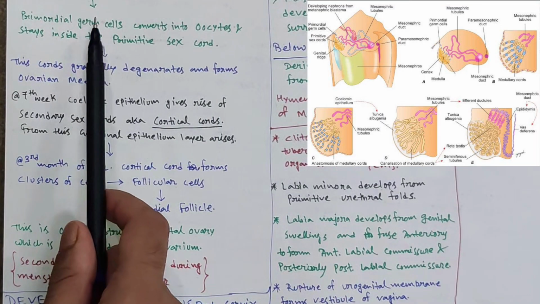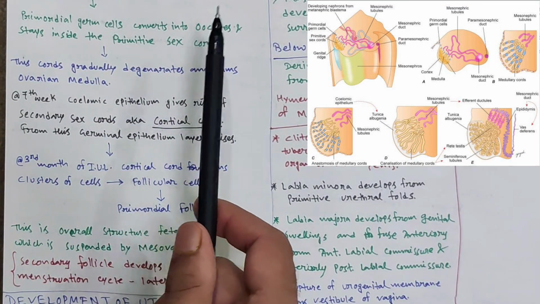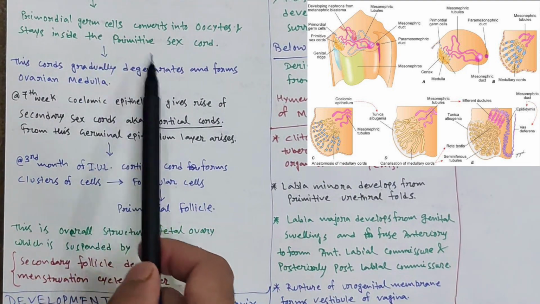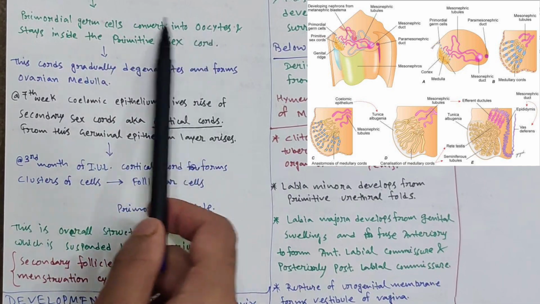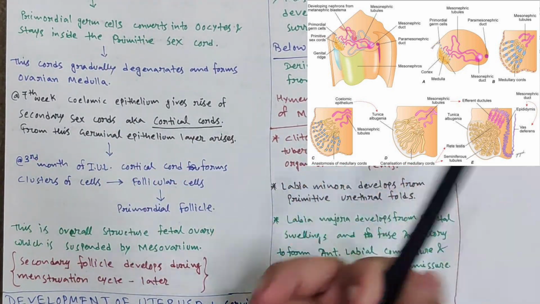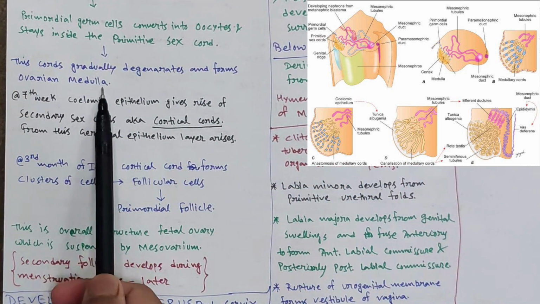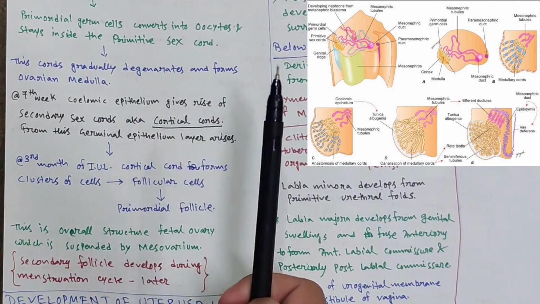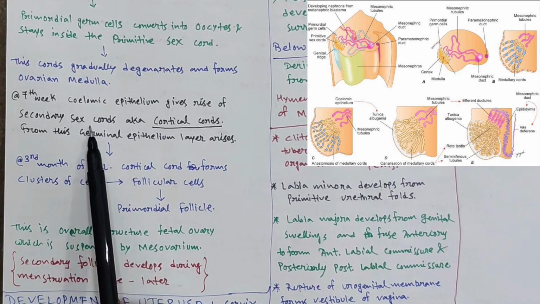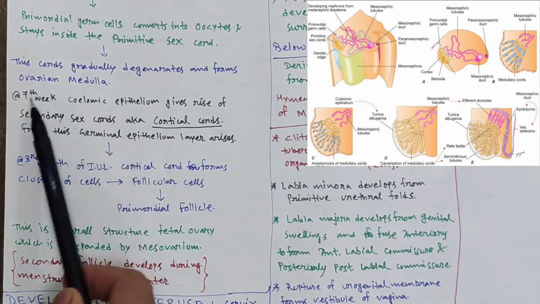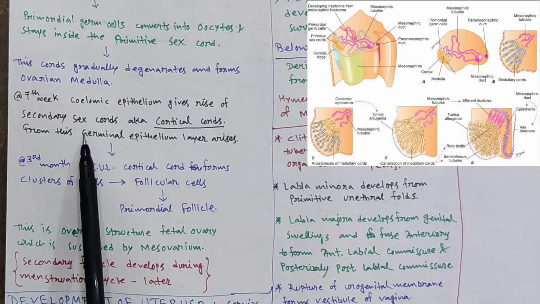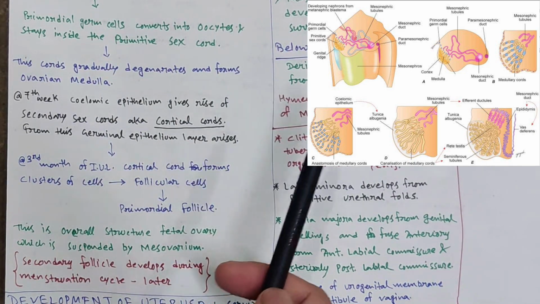Primordial germ cells convert into oocytes and stay inside the primitive sex cord, okay? After a few days, this primitive sex cord gradually degenerates and forms the ovarian medulla, okay? And at the 7th week, coelomic epithelium gives rise to the secondary sex cord. So this is the primitive and this is the secondary sex cord, which is also known as cortical cords. From this cortical cord, the germinal epithelium layer will arise.